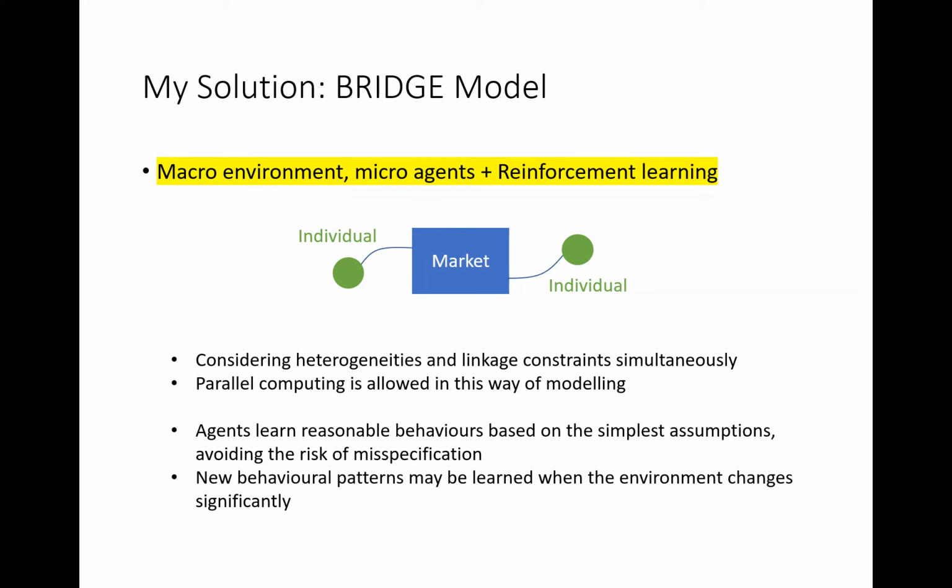That is, if the energy price changes largely, or the economy or technology changes largely, the agents in my model may also have some new behavior emerge because it's based on learning. And if we use the traditional type where we specify some behavioral functions, it will keep that.